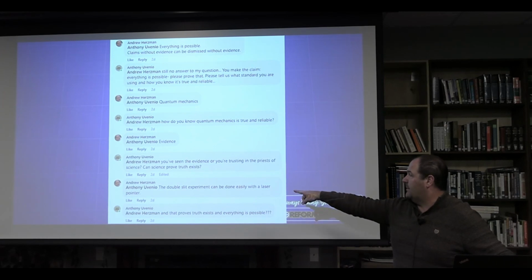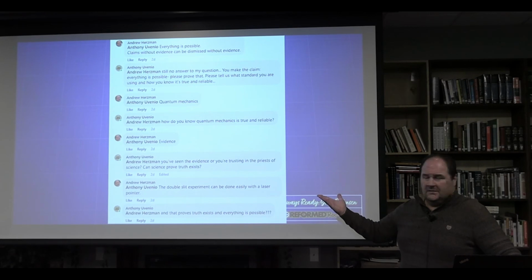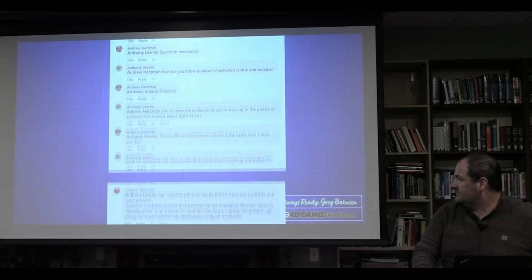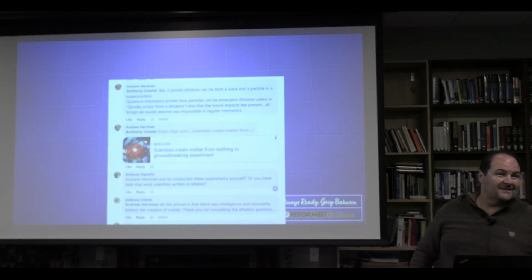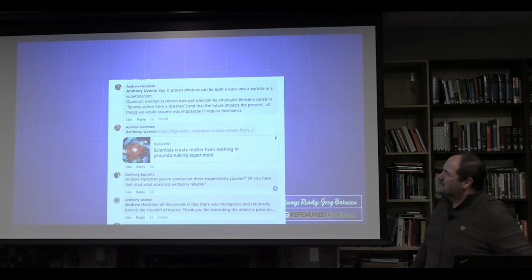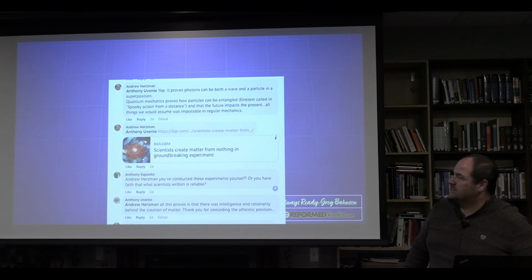The double slit experiment can be done easily with a laser pointer. And that proves truth exists and everything is possible? Yep. It proves photons can be both a wave and a particle in a superposition. Quantum mechanics proves how particles can be entangled. Einstein called it spooky action from a distance, and that the future impacts the present. All things we would assume was impossible in regular mechanics. I don't know how that proves truth, but that's another thing.